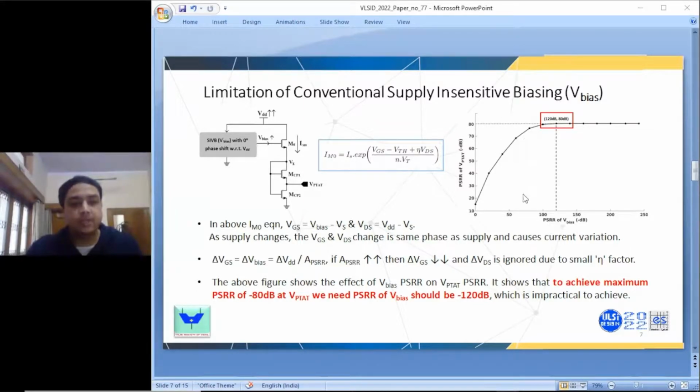But the problem is, again, designing a 70, 80 dB PSRR for this supply independent voltage bias circuit is quite difficult. To achieve 70, 80 dB PSRR, while also considering all the PVT variations, is quite difficult in low power supply voltages. So here comes our observation.